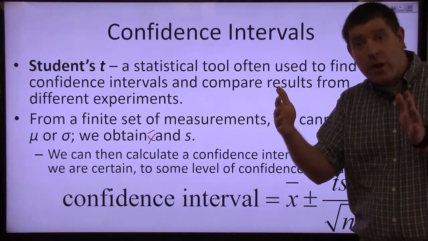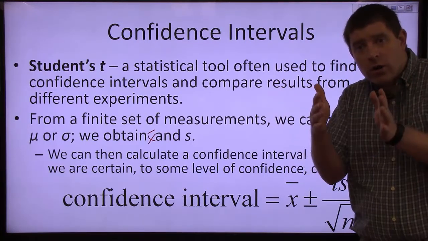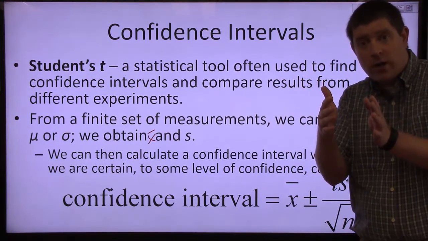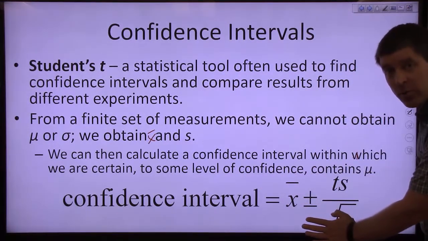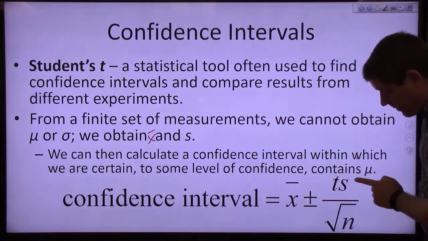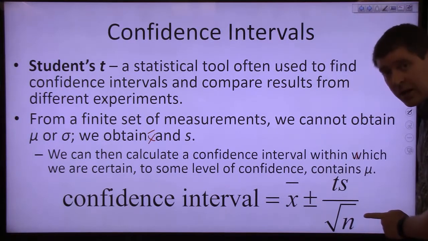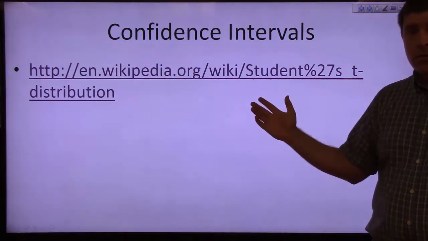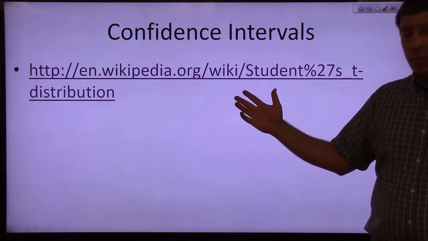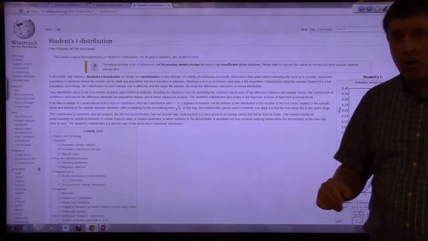Now, obviously, the more samples we've taken and the smaller our standard deviation, the smaller that interval is going to become. Now, the confidence interval is equal to x bar, our sample average, plus or minus our t value, times s, the standard deviation of our sample, divided by the square root of n, the number of samples that we have. So again, I encourage you to either visit this link or search Wikipedia for student's t distribution. And again, you get a long article here.